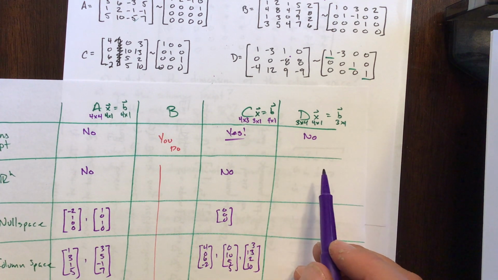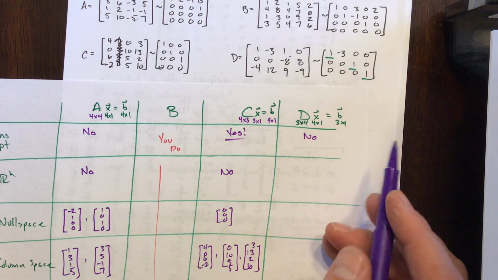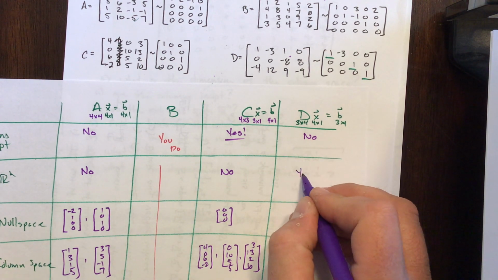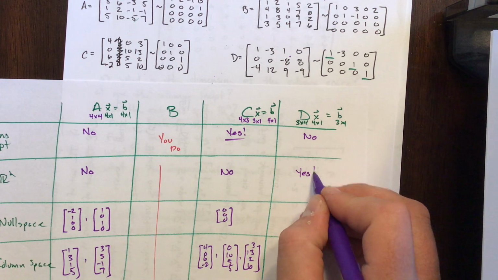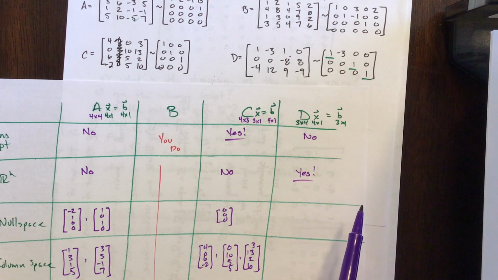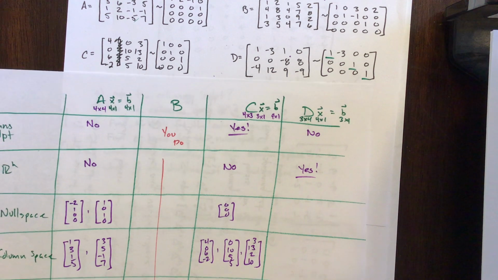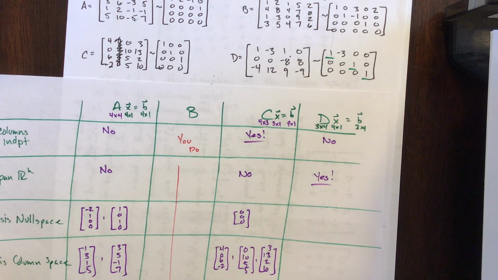So does every pivot have a row? And the answer is yes. Sorry, does every row have a pivot? The answer is yes, so it does span all of R3. Okay, what about a basis for the null space?